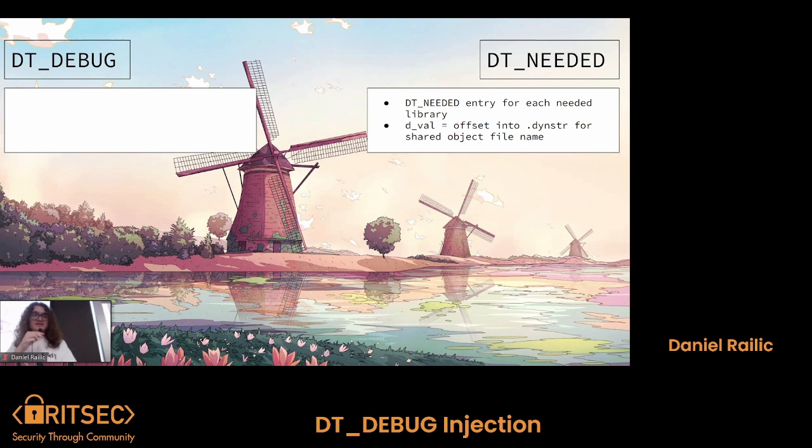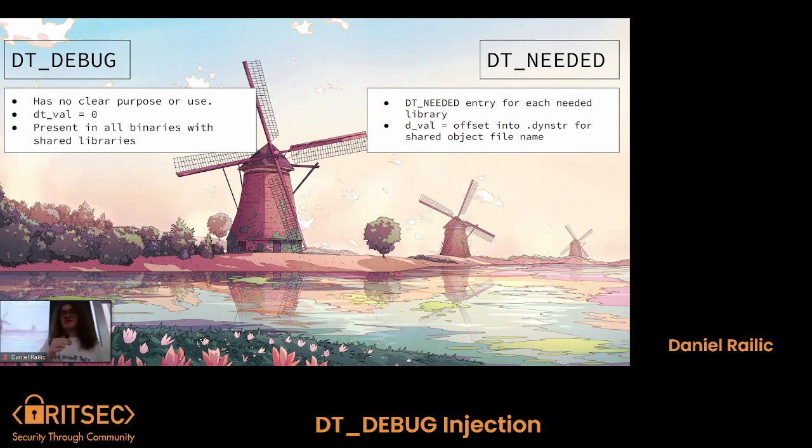And then the other one, DT_DEBUG, has no clear purpose or use. Its value is zero all the time, and it's present in all binaries with shared libraries, and that's pretty much all binaries, really. Most of them. So the thought process here is, what if I could take a DT_DEBUG and make it into a DT_NEEDED, and then through that inject my own code, right?